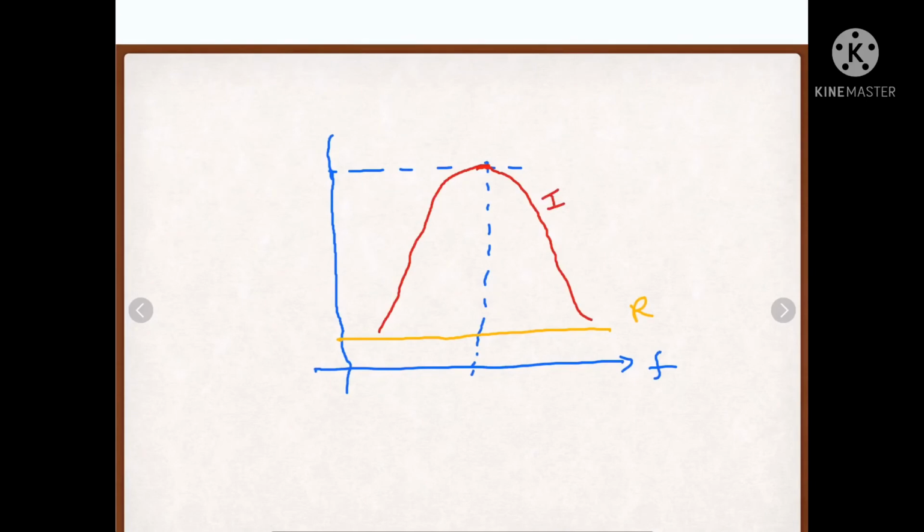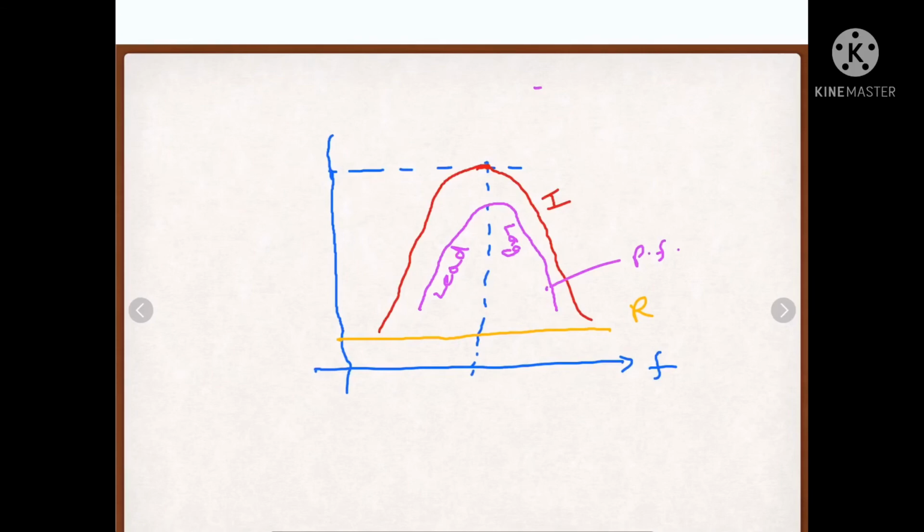After that, let's draw for power factor. It will look like this. So it is power factor, and this portion will be for leading power factor and this portion will be for lagging power factor. You can show this also.